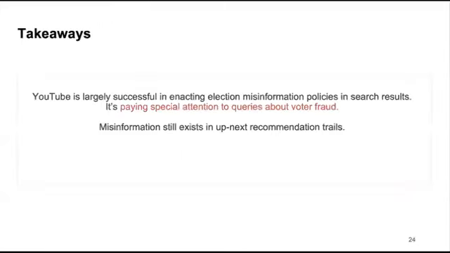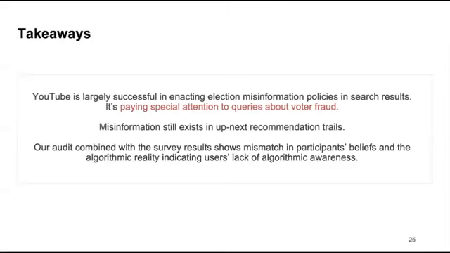So overall, what's the takeaway of this project? First, we found that YouTube is largely successful in enacting its election misinformation policies, specifically in search results, and it's paying specific attention to queries about voter fraud. However, misinformation still exists in the up-next recommendation trails. Also, through our audit study combined with the survey results, we find some mismatch in participants' beliefs and the algorithmic reality, indicating users' lack of algorithmic awareness.